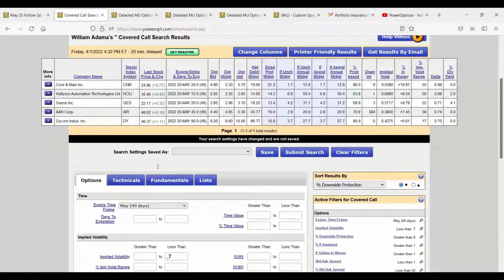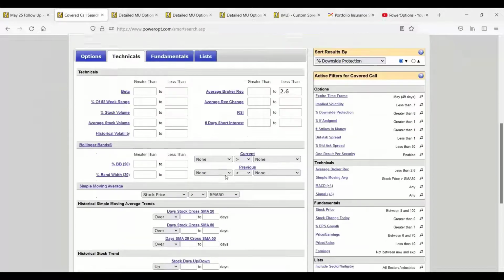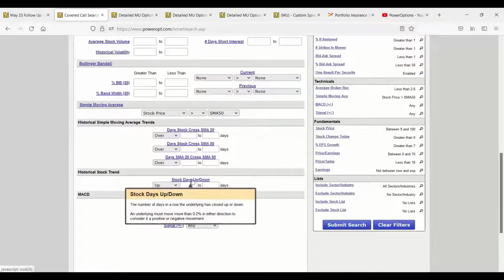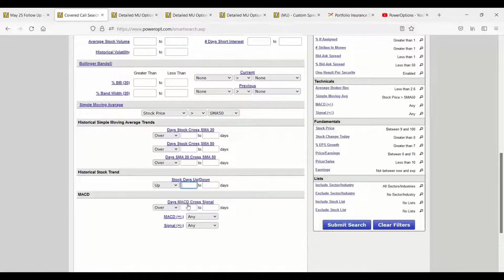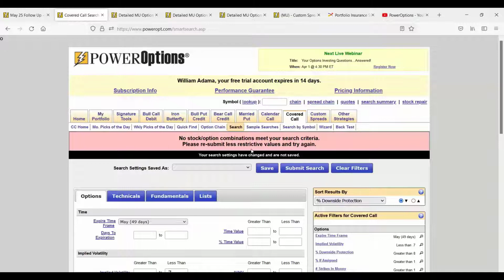But if you wanted to see more of a pronounced trend, stocks that have been up at least 4 days or 5 days in a row, that's when we can go into the technicals and use the historical stock trend, stock days up and down, and I'm just going to look for a number of days up at least 5. And not surprisingly, with the last 4 results that came in, none of those 5 results that remained after we put in the positive stock growth today have been up in the last 5 days.